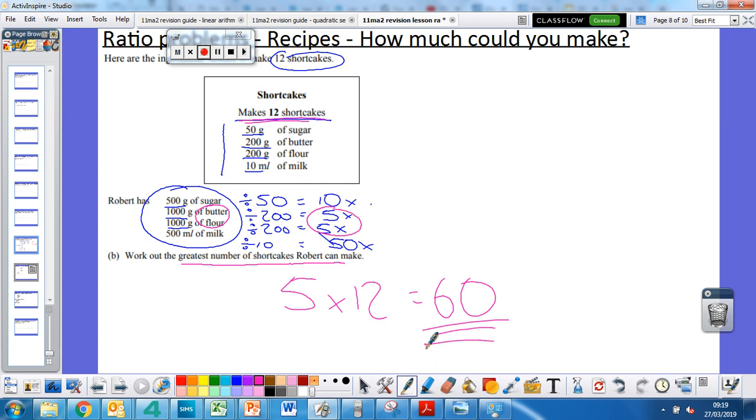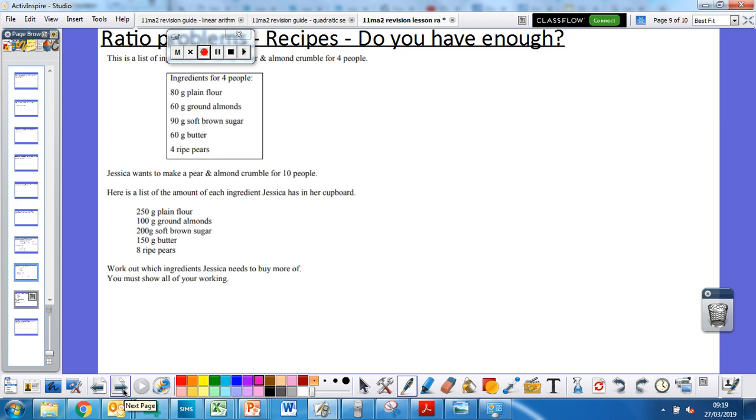Third and final problem type. Again, we have a recipe. This is a recipe for pear and almond crumble. Doesn't matter what it is. What matters is it's for 4 people. Jessica wants to make it for 10 people. Here's her ingredients in the cupboard.